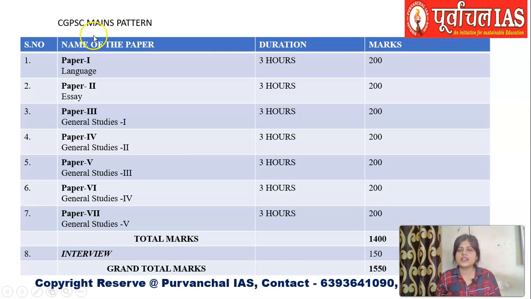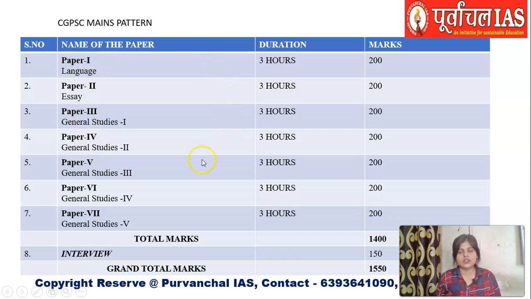Now in the CGPSC mains examination, there are 7 different subjects. All of these papers are subjective in nature. That means you are supposed to write their answers. Short answers, medium answers, long answer type, you will get all of that. We will be discussing it soon. The duration of these papers is 3 hours each. The marks are 200 each. So ultimately, with 7 papers, the total marks come to 1400.